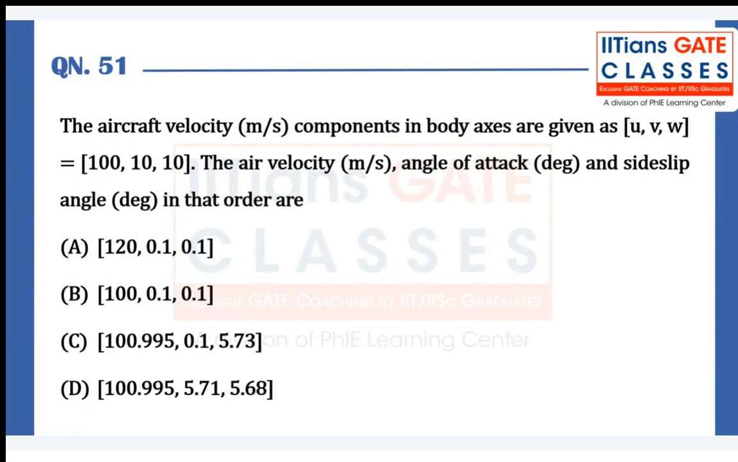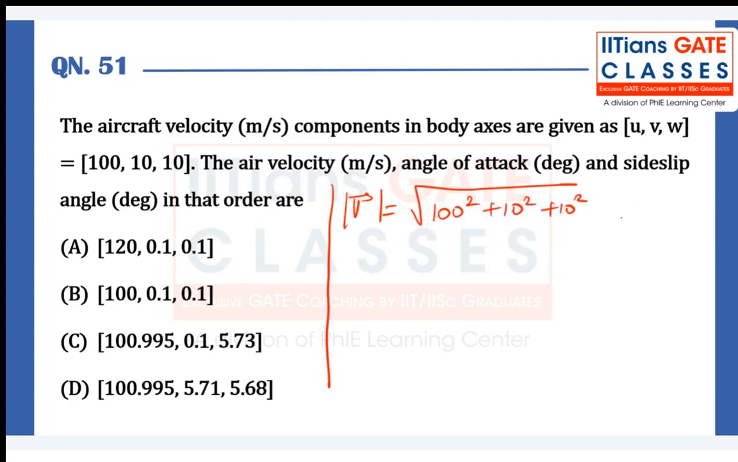The aircraft velocity components in body axis are given as U, V, W equal to 100, 10, 10. The air velocity, angle of attack, and side slip angle in that order are. So we have four options. Let's do this. Again, it's a very simple problem. So let's determine the magnitude of the velocity vector as seen in the previous session. So it will be what? 100 square plus 10 square plus 10 square. Simplify that, you will get a value of 100.35 meter per second.